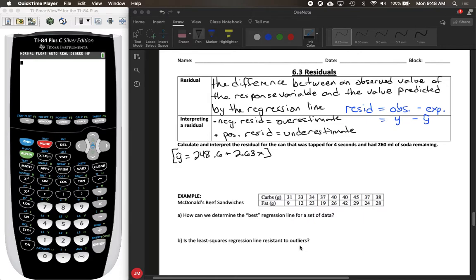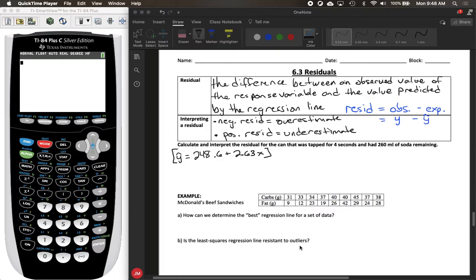To calculate a residual, you take the observed value minus the expected value, or another way to think about that is y minus y hat. Now, when we interpret a residual, a negative residual is an overestimate, because if it was negative, that means you overpredicted. Whereas a positive residual is going to be an underestimate. In other words, you were a little bit lower than what it should have been.